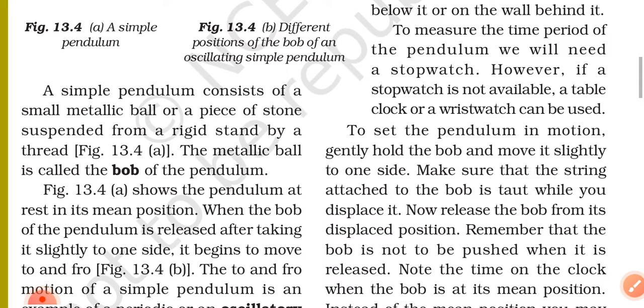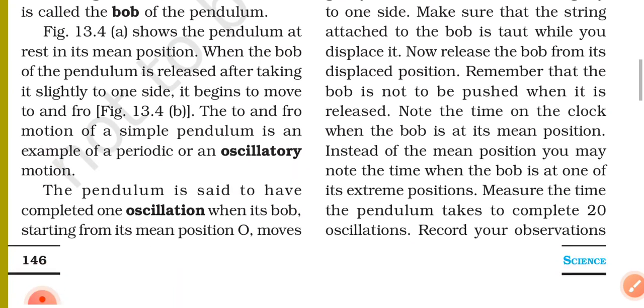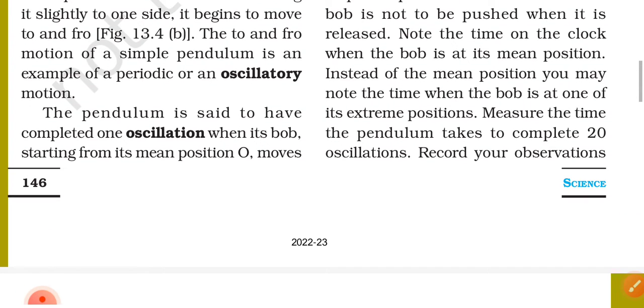To set the pendulum in motion, gently hold the bob and move it slightly to one side. Make sure that the string attached to the bob is taut while you displace it. Now, release the bob from its displaced position. Remember that the bob is not to be pushed when it is released. Note the time on the clock when the bob is at its mean position. Instead of the mean position, you may note the time when the bob is at one of its extreme positions.